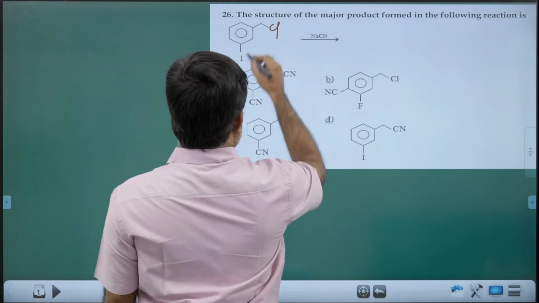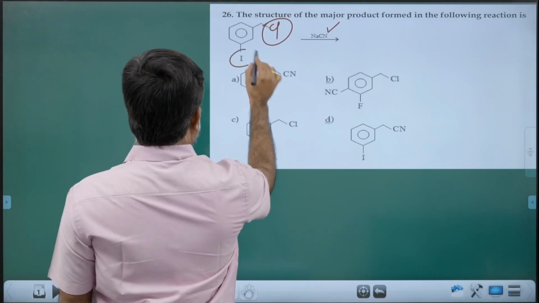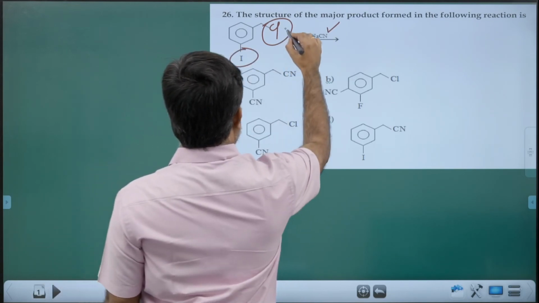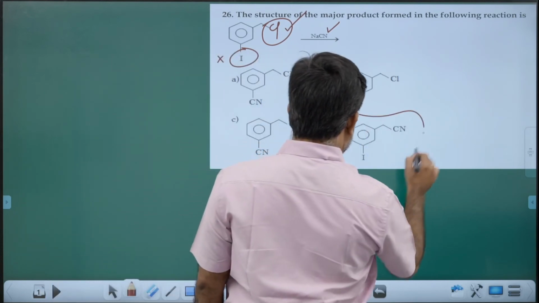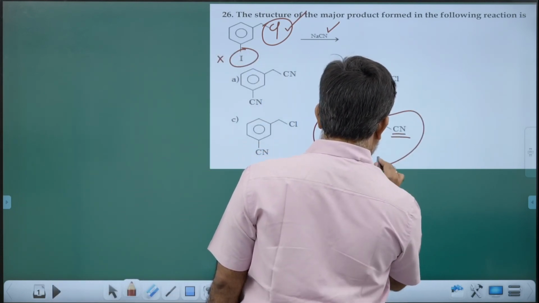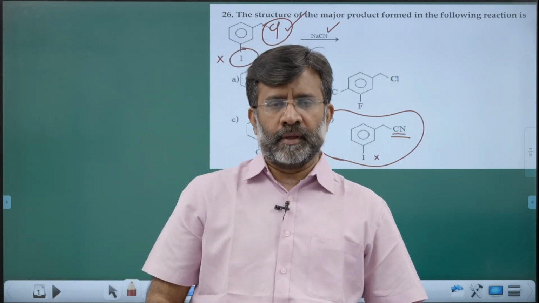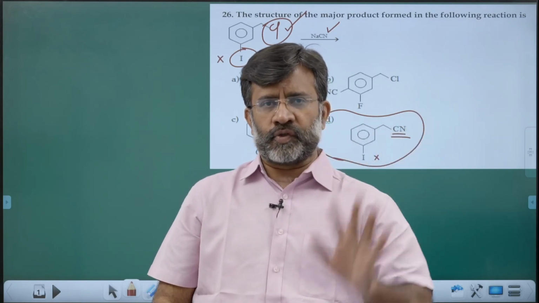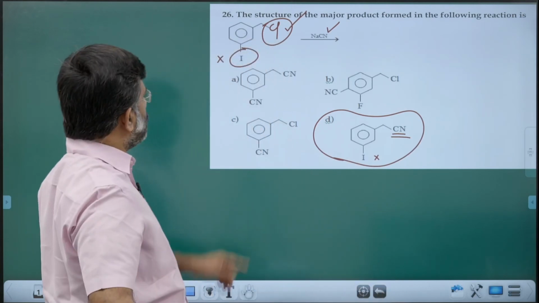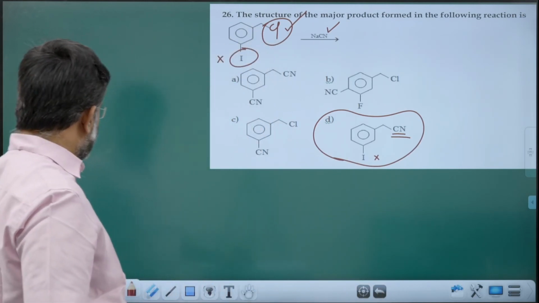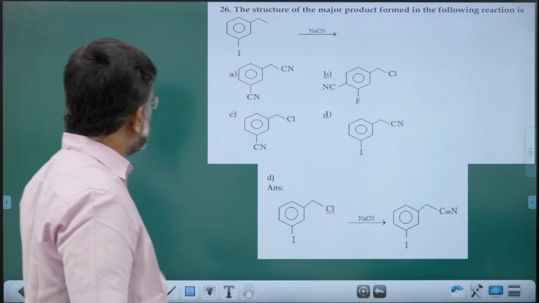So when this molecule is treated with NaCN, this chlorine can be substituted by cyanide, while this iodine you can't substitute. So the answer is option D. You can substitute over here, but not over here, because iodine is directly connected to the benzene ring, and the substitution is not so easy, while chlorine is on the side chain. So the substitution here is easy, not here. Answer is option D. Next.